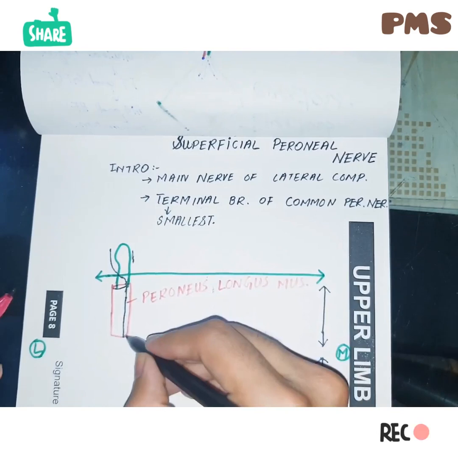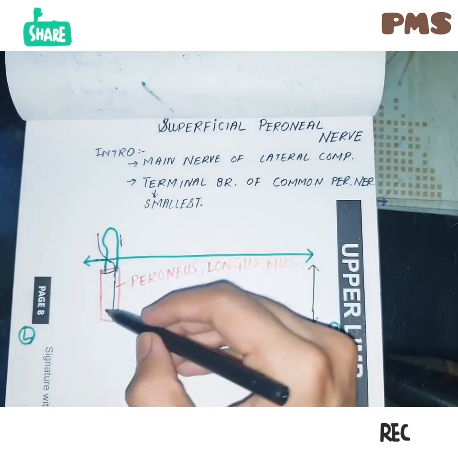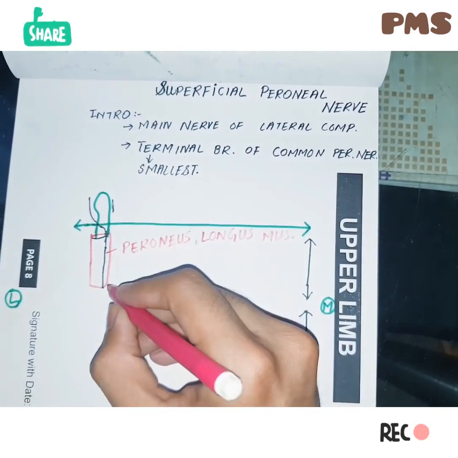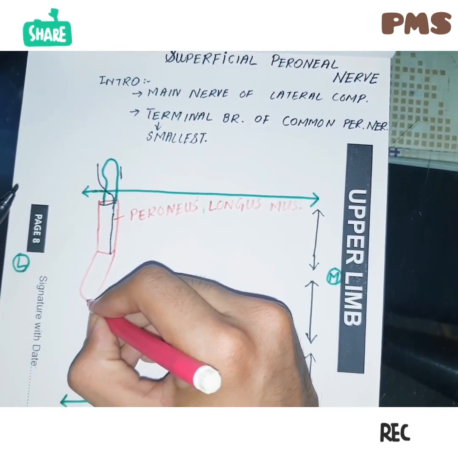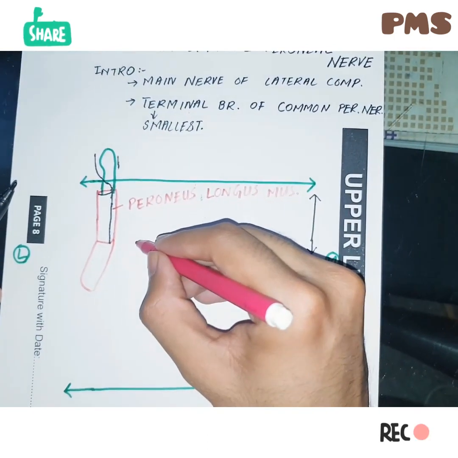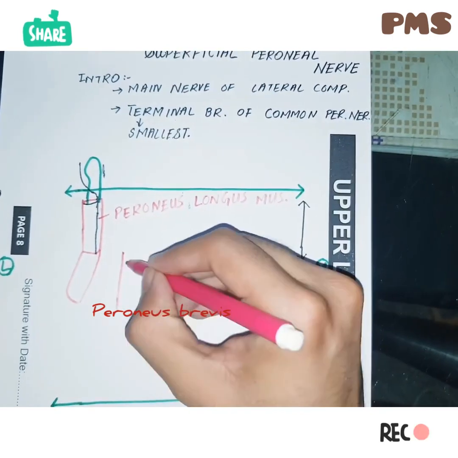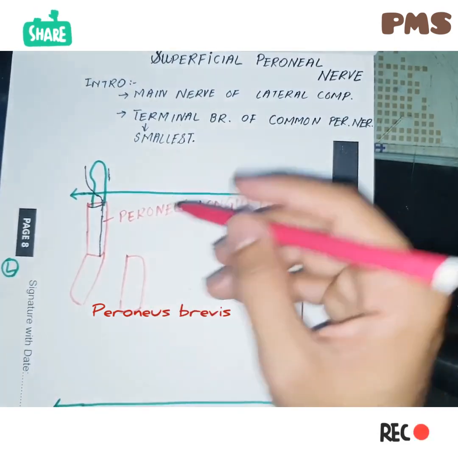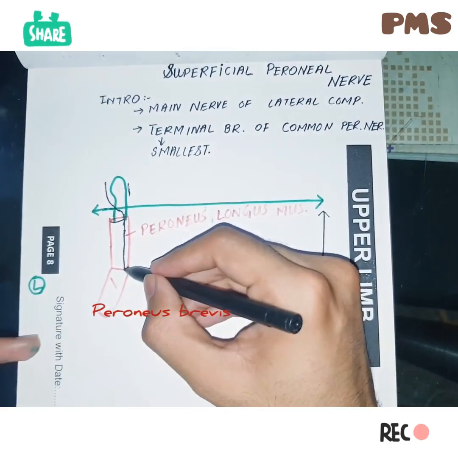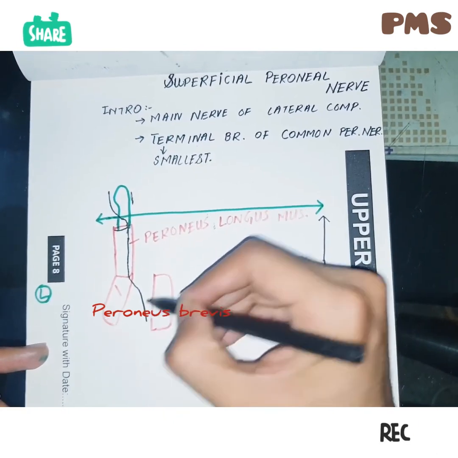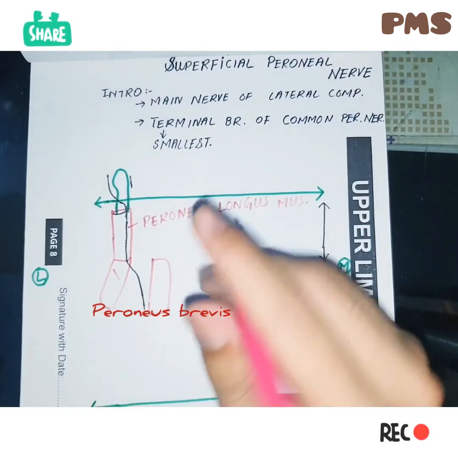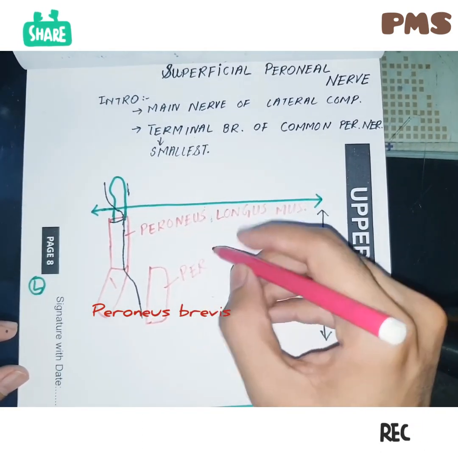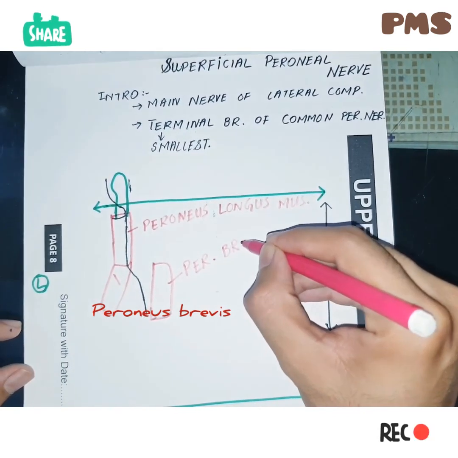In the middle 1/3, it lies between peroneus longus and peroneus brevis muscle. So this is the peroneus longus muscle, and suppose this is the peroneus brevis muscle. It lies between peroneus longus and peroneus brevis.